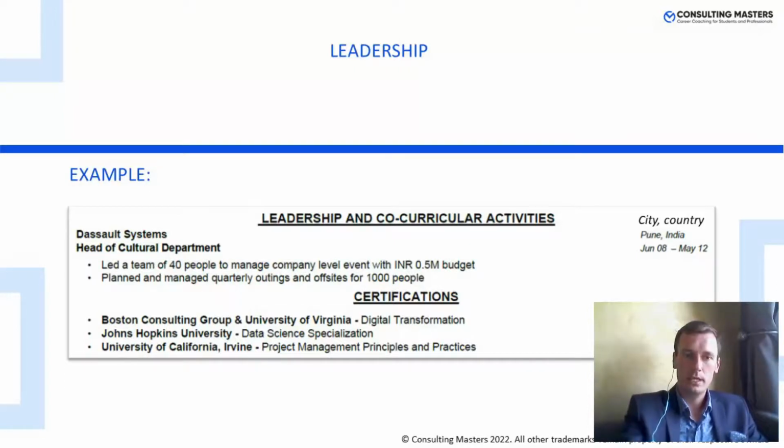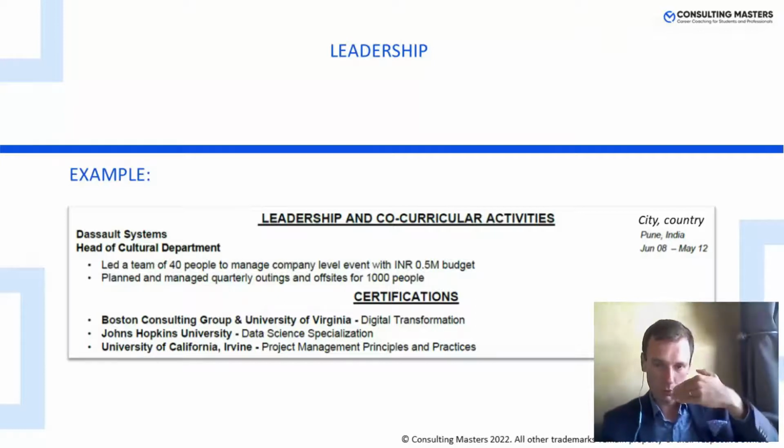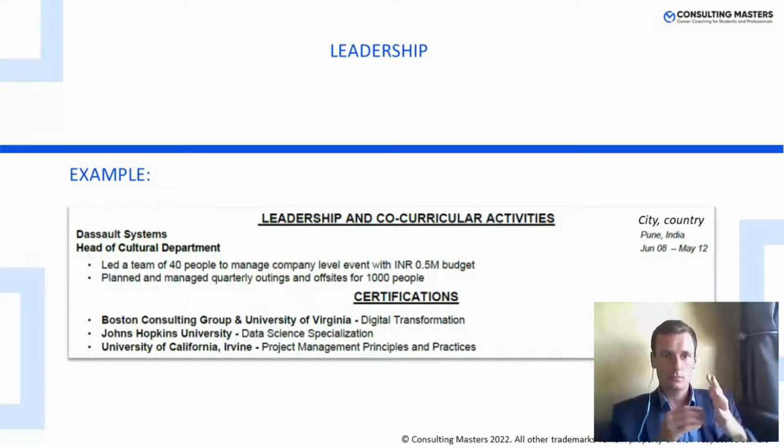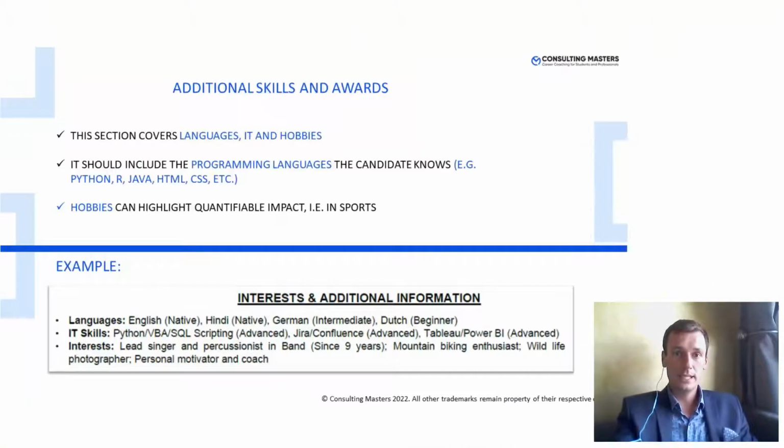Or that person has also planned and managed quarterly outings and offsites for 1,000 plus people. Again, quantifiable impact. And here you also see on the right side a city, country, and then the dates. As you see, this leadership experience actually sounds like already your work experience, right? Can you see this? So please make sure that your leadership and extracurricular activities are specified and written in the same format, okay?